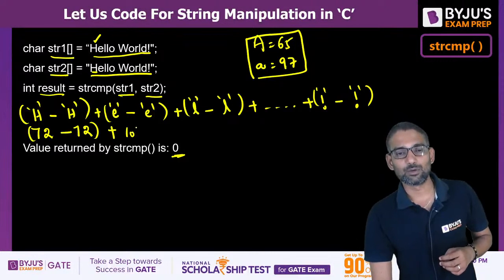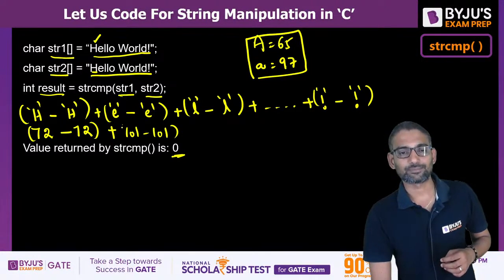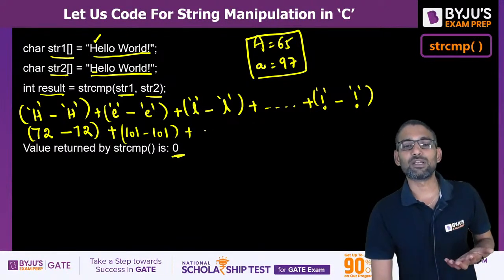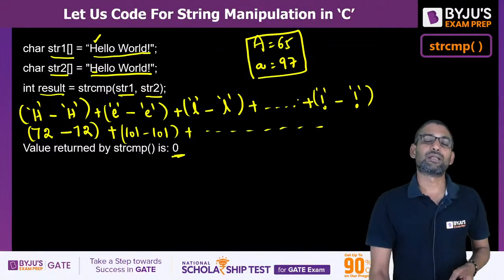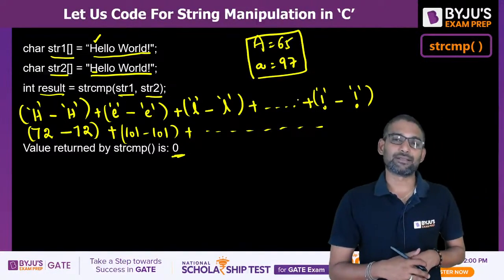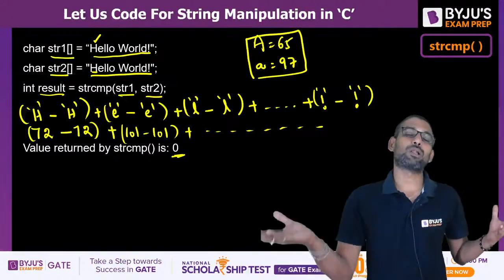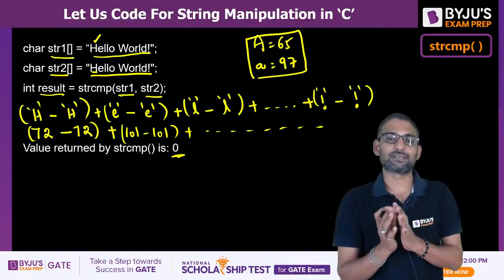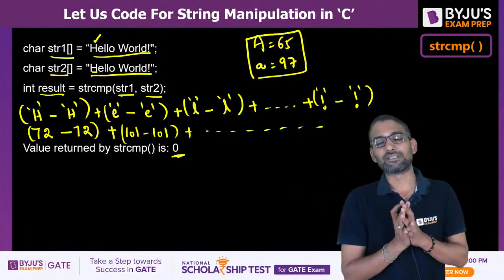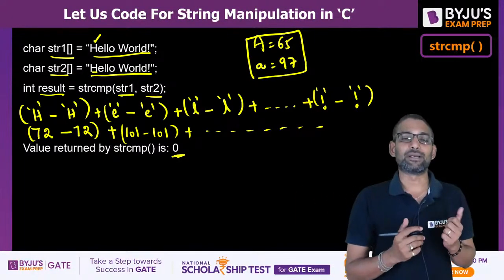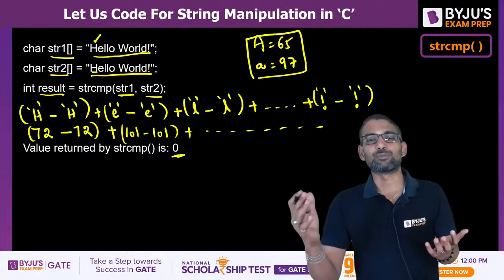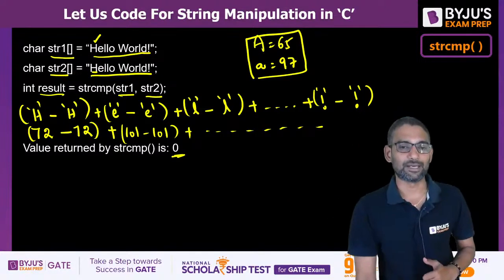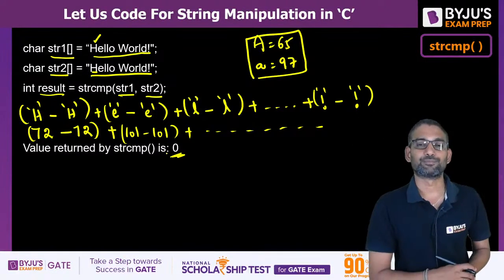So 101 minus 101 plus small l ASCII value. Similarly, exclamatory symbol ASCII value. Like these, all these ASCII values are retrieved and the difference is found. All that difference is summed up and you will be getting what? All 0 plus 0 plus 0 plus so on to 0. So you will be getting 0.